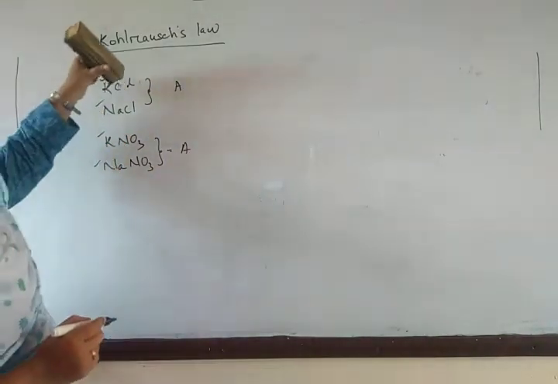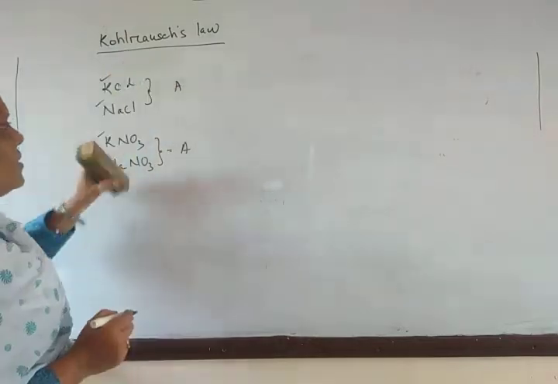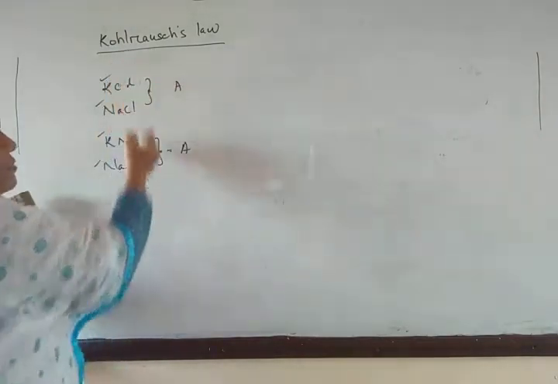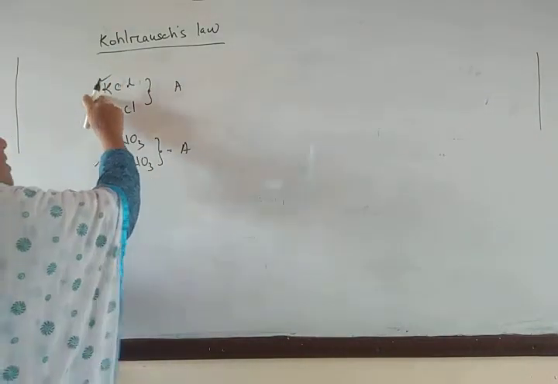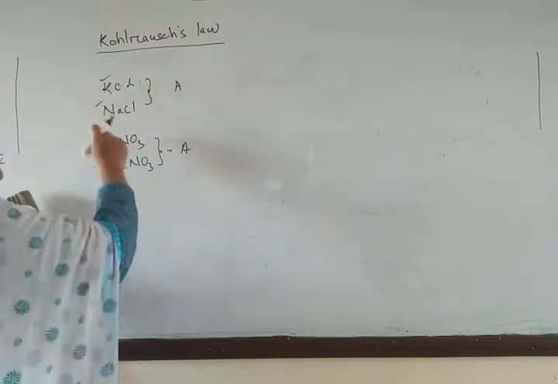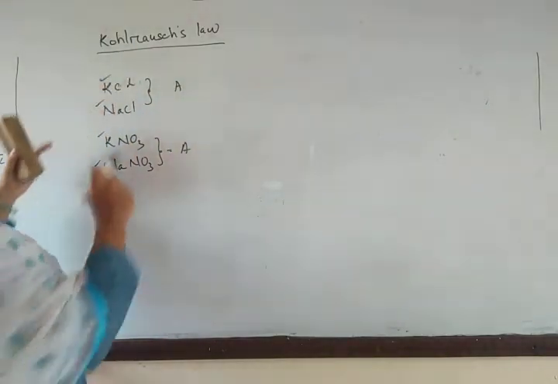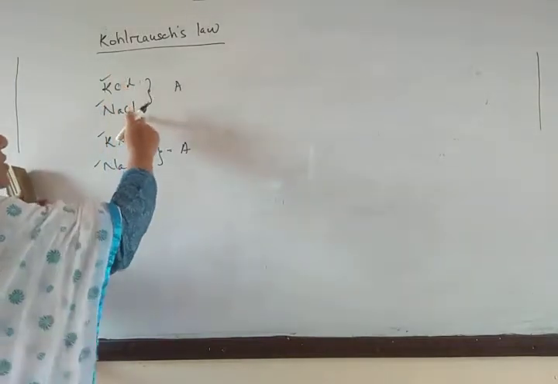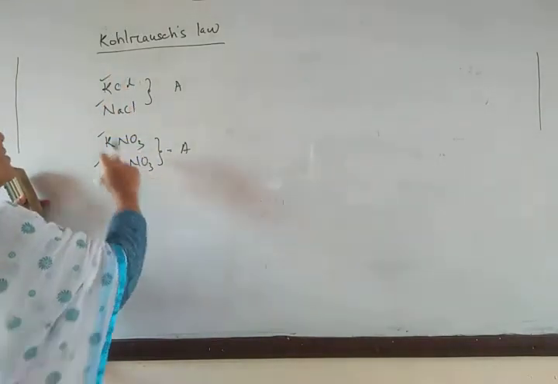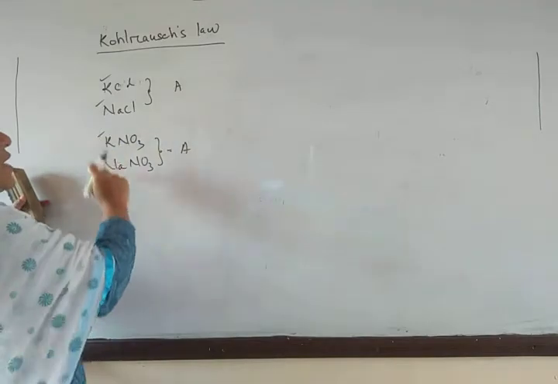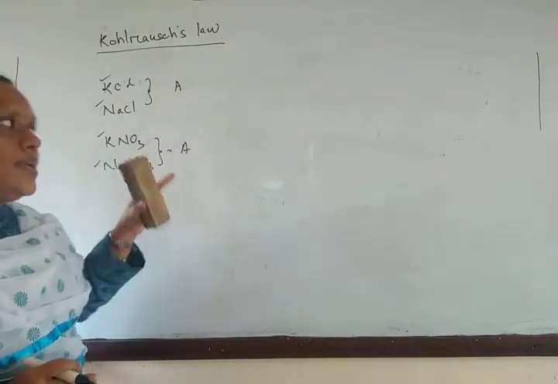Look here, as the difference here is the same and the difference here is also the same, from that we concluded that the potassium and sodium ions have some common conductance value. So when we find the difference, the chloride cancels, or the nitrate cancels, and the conductance of potassium and nitrate gives rise to A.